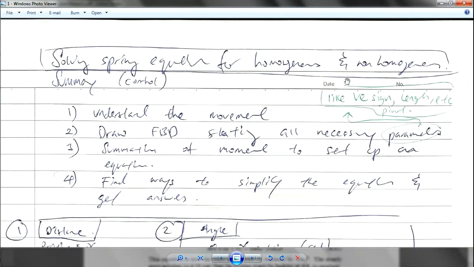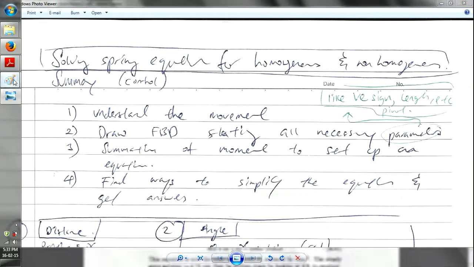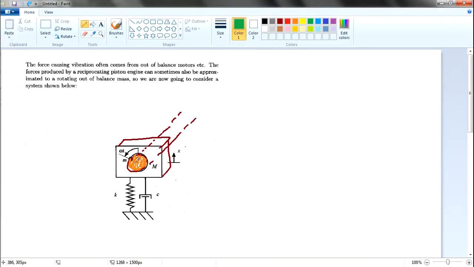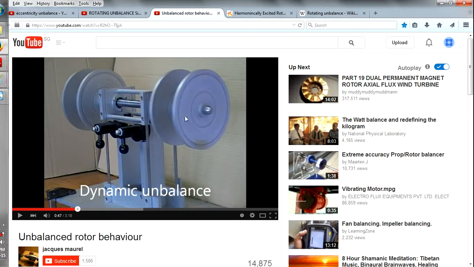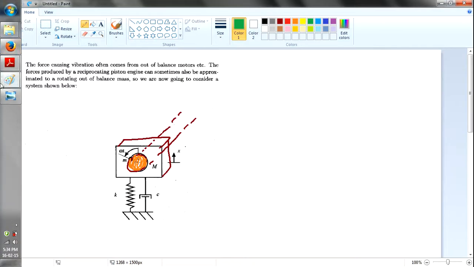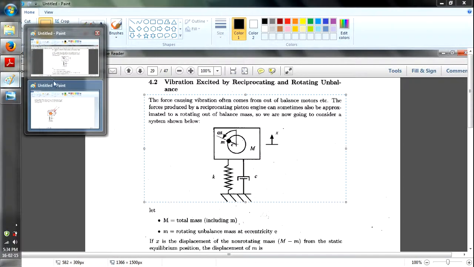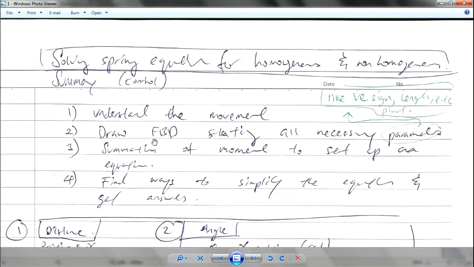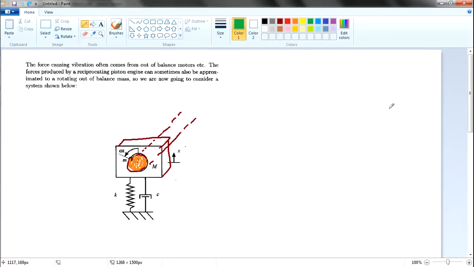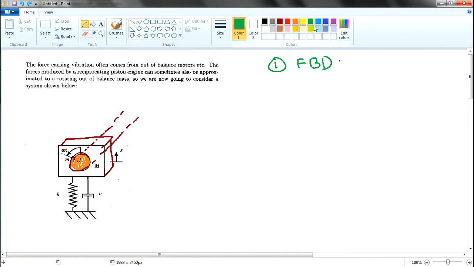So we'll just start off with using this format first. We have to first understand the movement. I believe I have explained how this movement would be in the earlier video. As you can see, the movement is like that. Then we'll draw the FBD, the free body diagram, stating all necessary parameters, sign, length, etc. So I shall draw it out. Hold on, I think I'll draw along with you.